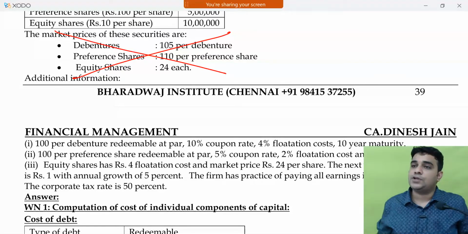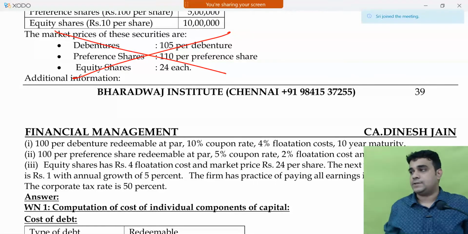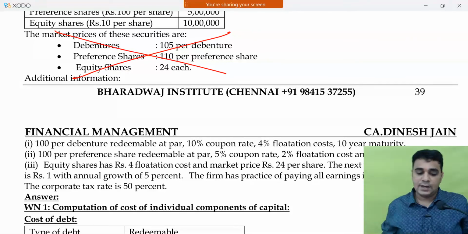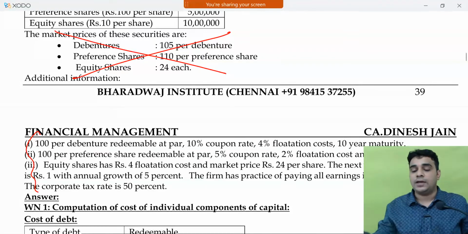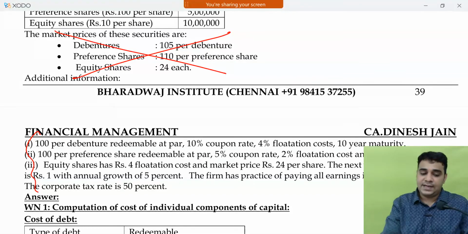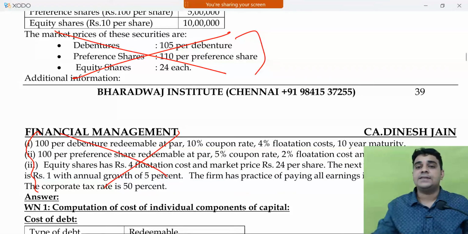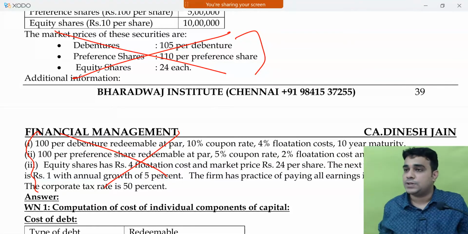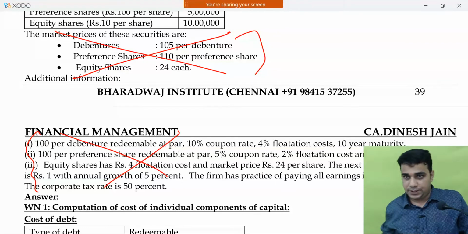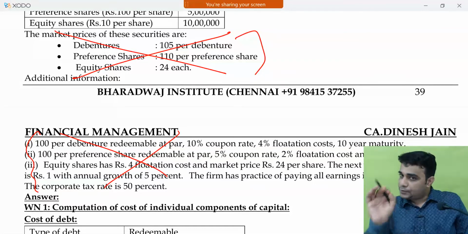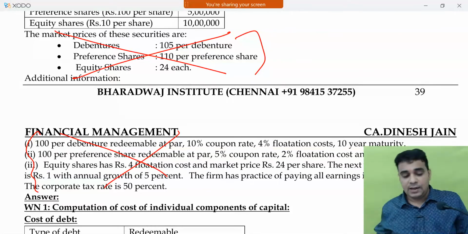When I do cost of individual components of capital, my first preference will be issue price minus flotation cost. That is there in this question. This question is talking about some flotation cost, some coupon rate, some issues being made. If this data was not there, then you could have taken this as net proceeds. So there is information in the question to calculate net proceeds, which is issue price minus flotation cost. If that data is not there, my net proceeds is equal to current market price. Then what is the use of this data?